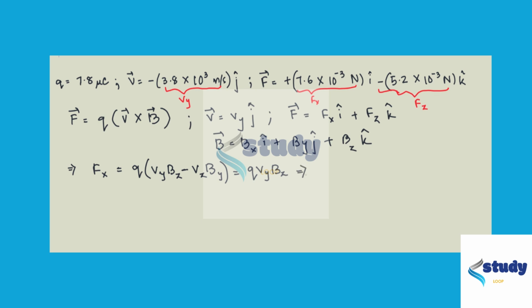So from here we can find the component of magnetic field along the z direction, and this is just going to be Fx over the charge times Vy, and we know all the values of these variables. We plug them in and we get the magnitude of the magnetic field along the z direction to be negative 0.256 Tesla.